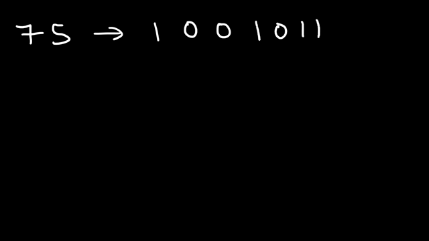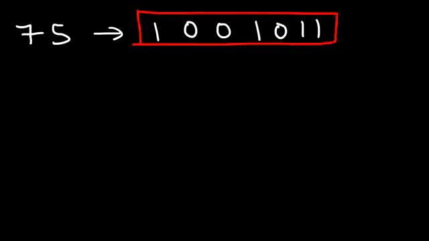Now the second method involves successive division. Let's go over the 3 examples that we did using the first method, so this allows us to confirm our answer. In the first example, we said that 75 is equal to the binary number 1001011. Let's confirm that using successive division.